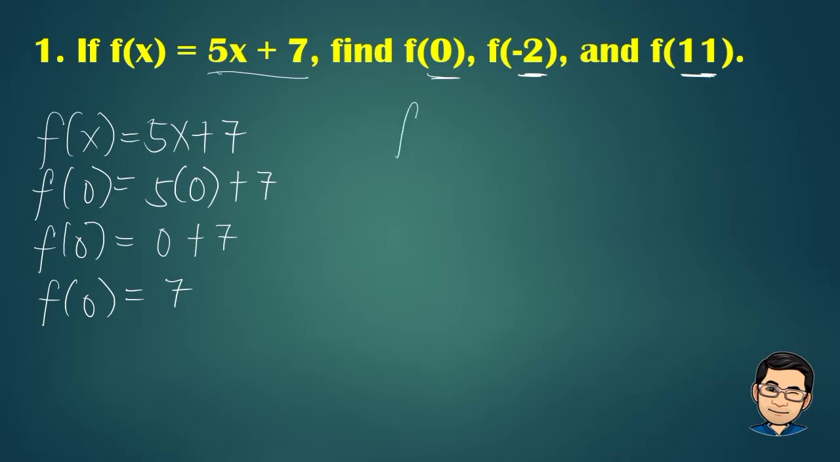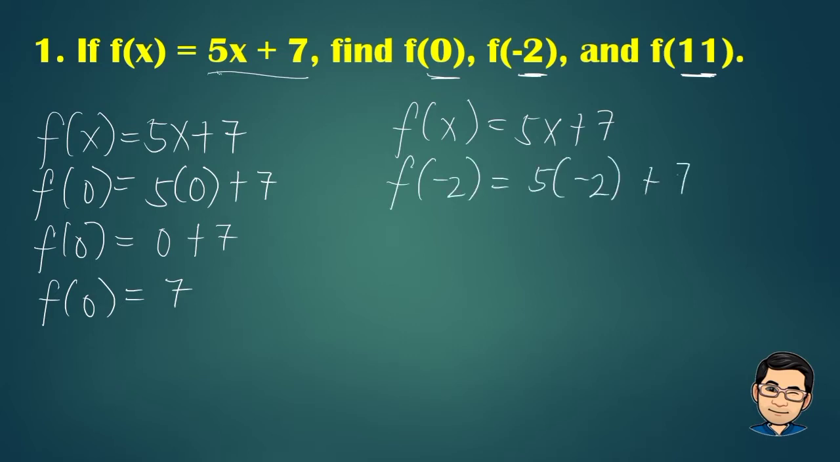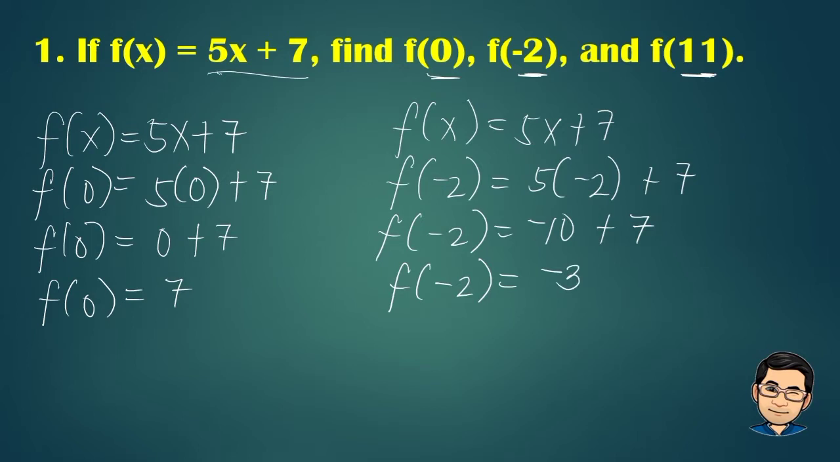Now, f of x, again, equals 5x plus 7. So negative 2 naman yung substitute natin in place of x. F of negative 2 is equal to 5 times negative 2 plus 7. The product of 5 and negative 2 is negative 10 plus 7. Next. So, negative 10 plus 7 is negative 3. So, follow the sign of the bigger value and then proceed to subtraction.